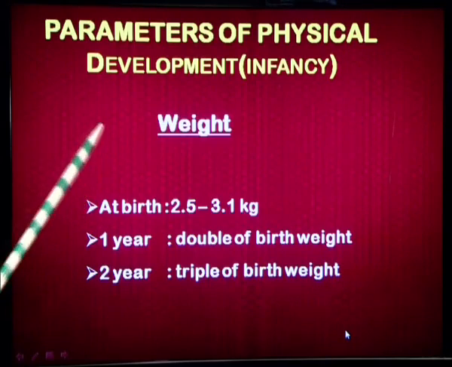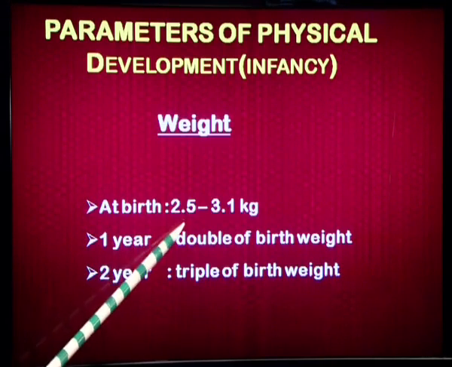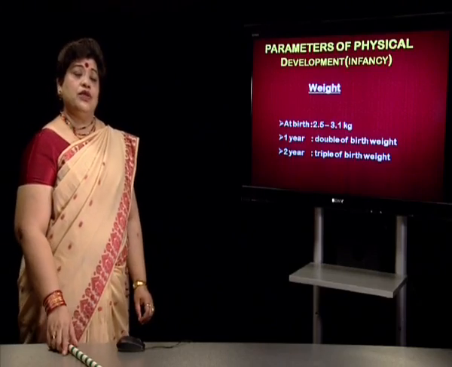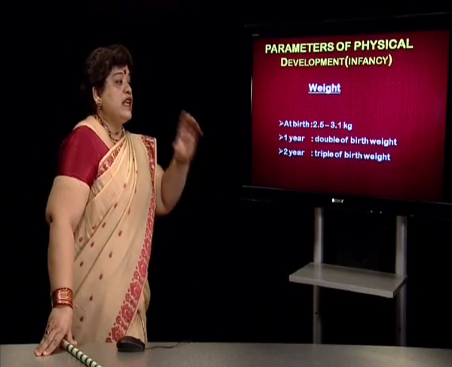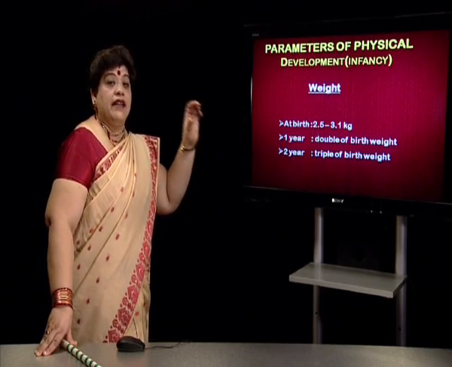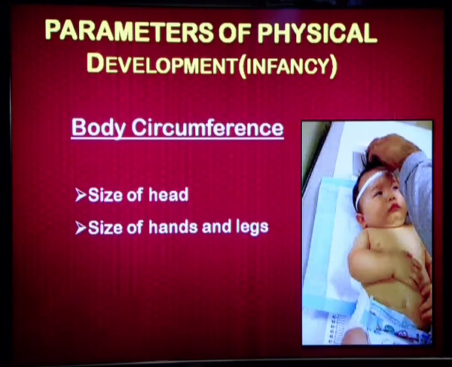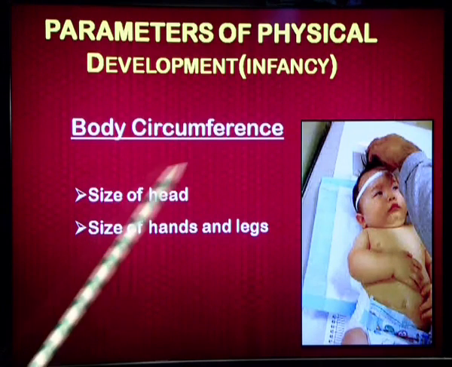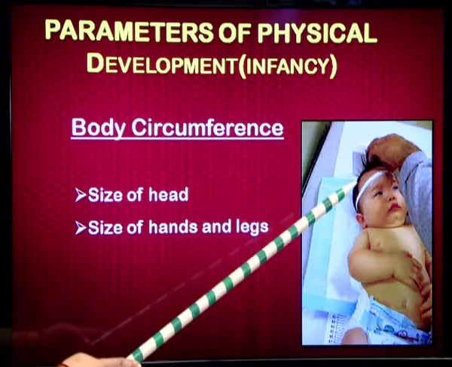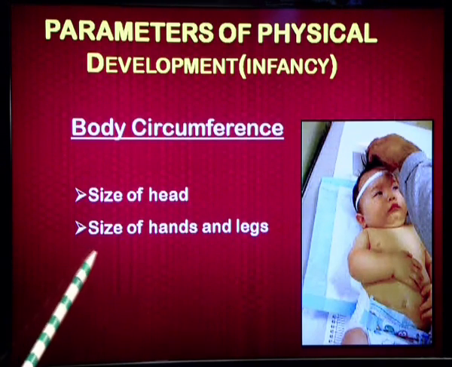Similarly, the weight of the child. At birth, the weight of the child is 2.5 to 3.1 kg. It is very important for us to know these parameters. Why? Because if we find that the child is not gaining weight at the end of 1 year, that is a concern. Similarly, the body circumference, the head size. You can see in the picture that whenever you take the baby for checkup, the doctor is going to measure the circumference of the head, the size of the hands and leg. They must be such that they are in proportion and they follow the basic standard format.